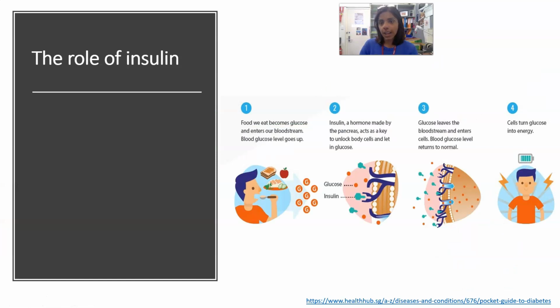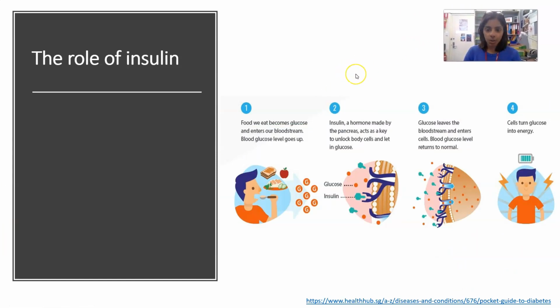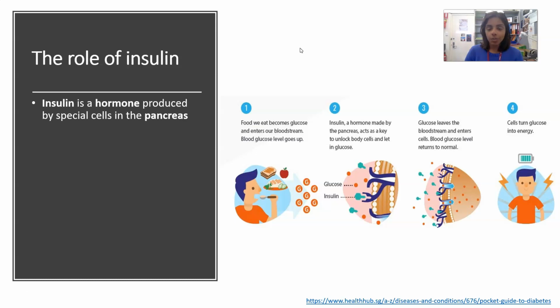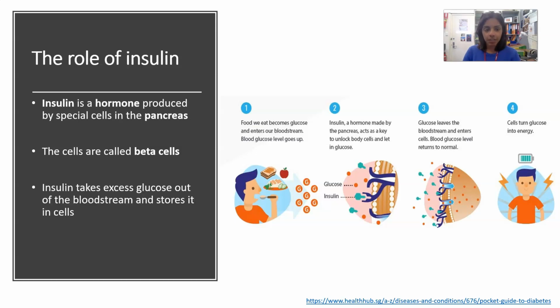So we're going to be looking at how hormones help to regulate homeostasis. Now this cartoon here goes through the steps of how that happens. First of all, the hormone insulin is what controls how much glucose is stored in cells. Now, insulin is produced in an organ called the pancreas, and specifically it's produced in beta cells of the pancreas. So you need to remember that. Insulin is a hormone. It's produced by beta cells in the pancreas.